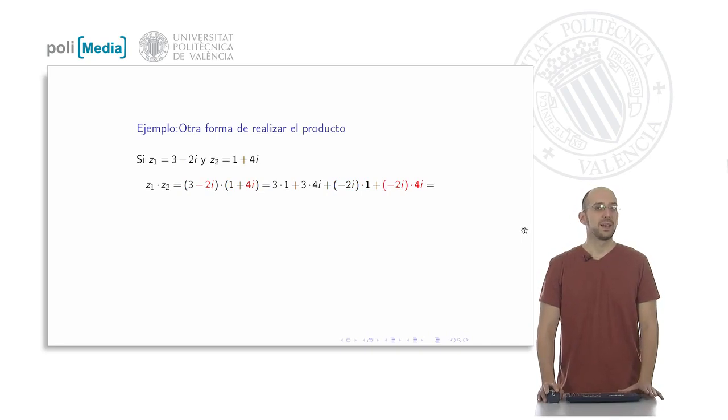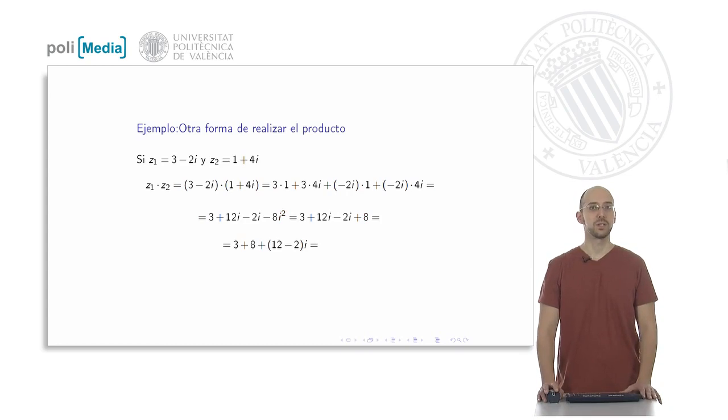Now, it is a matter of simplifying and arranging each term separately. 3 times 1 is 3, 3 times 4 is 12, minus 2 times 1 is minus 2, and minus 2 times 4 is minus 8, and i times i is i squared. This term is now minus 1, so it changes the sign of that minus 8 term, as you can see below. Now we simply join the real part with the real part and the imaginary part with the imaginary part, taking out the common factor of i: 3 plus 8 plus (12 minus 2) times i. The same result as before, 11 plus 10i.